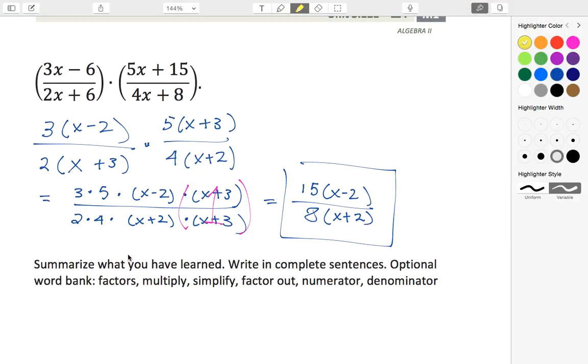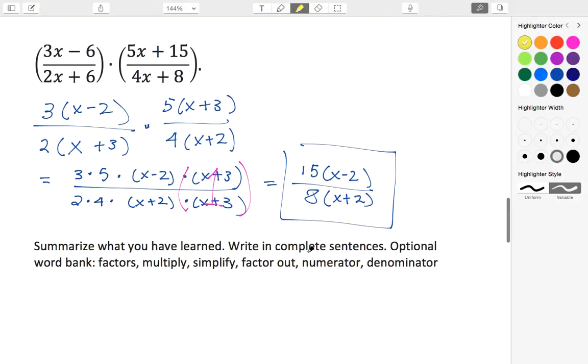All right, so summarize what you've learned. Write in complete sentences. Optional word bank is given here. So summarize this and watch your next video.